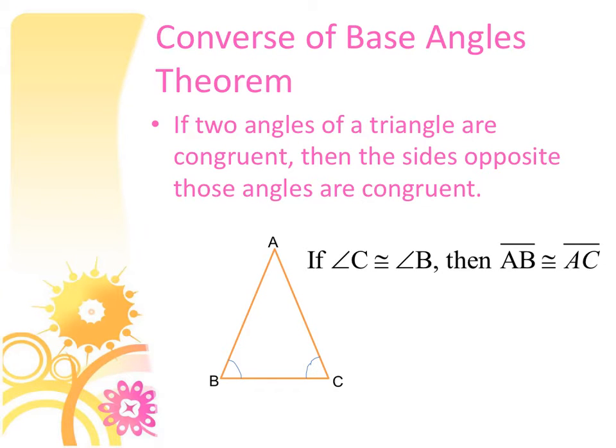So now we're going to do the converse of the base angles theorem. Remember, the converse is where we switch the order. So now they're going to say if the two angles of the triangle are congruent, then the sides opposite those angles are congruent. So this time they're going to start out by giving us that these base angles are congruent. So from there we can conclude that the sides across from them are also going to be congruent. So if angle C is congruent to angle B, then that tells me then side AB is congruent to side AC. So we're switching the order.